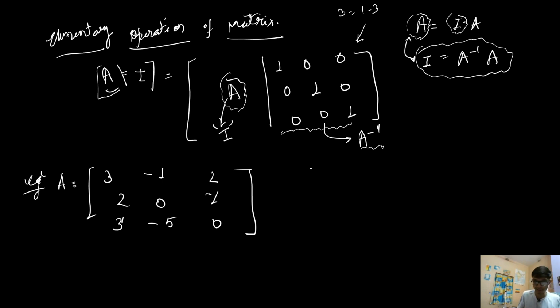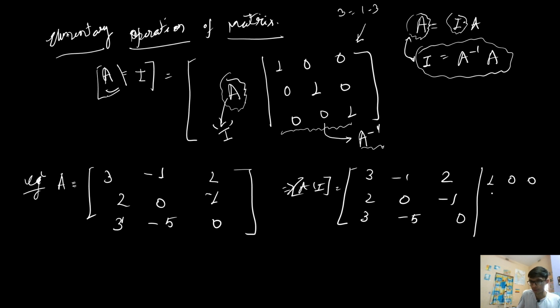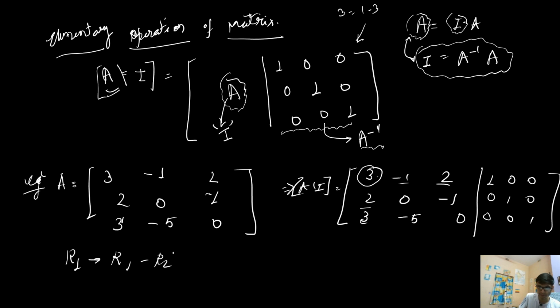Now let us apply what I talked about. So we write A and I side by side: 3 minus 1 2, 2 0 minus 1, 3 minus 5 0, and then 1 0 0, 0 1 0, 0 0 1. Now the first transformation I apply is on row 1. We want to make 1 here, and 0 0 here. So I take the help of the second row and subtract the second row, so we get 1 here.